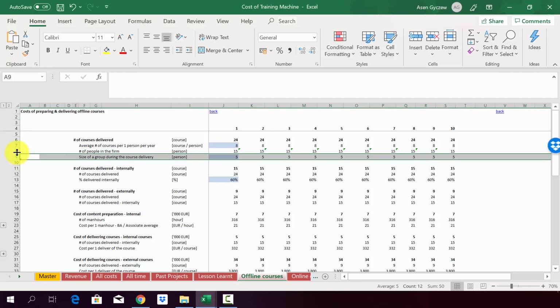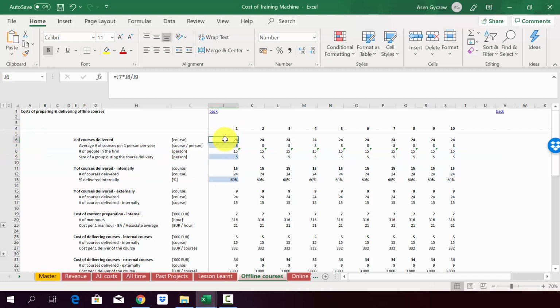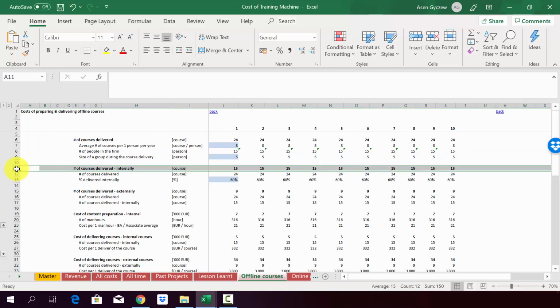So we divided the number of people by the size of the group, and that's how we got that. Since we don't have one course but 8, this is why we get 24. So here we've got a calculation. Then we decide how many of them we're going to do internally and externally. So here we have 15 being delivered internally. So we have to obviously create content for them if we don't have it, and then obviously deliver them.